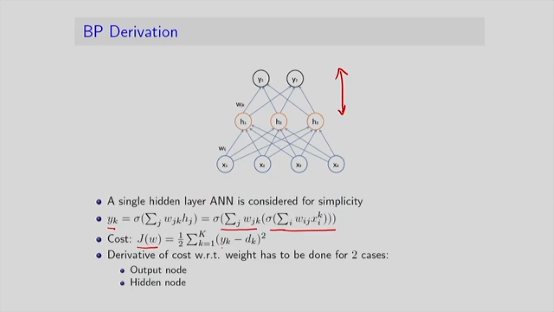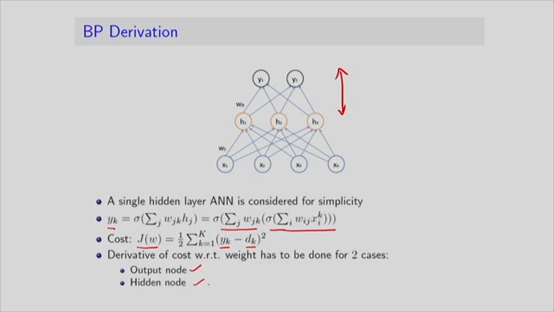So we are considering Yk is the actual output and Dk is the desired output, that is the target output, and based on this I am formulating the cost function. So now I have to take the derivative of the cost function with respect to the weight, and in this case we have to do it for two cases. One is for the output nodes and one is for the hidden nodes.